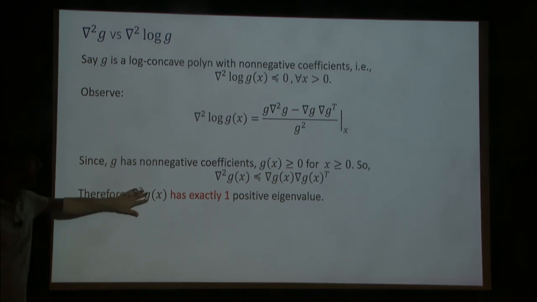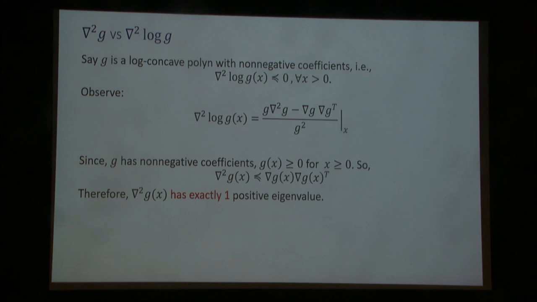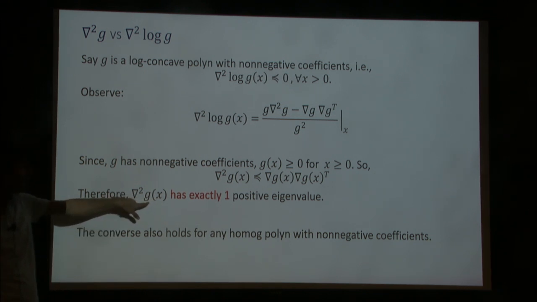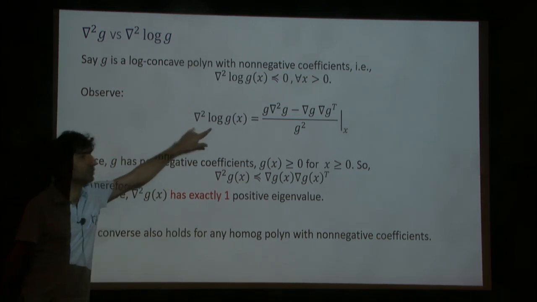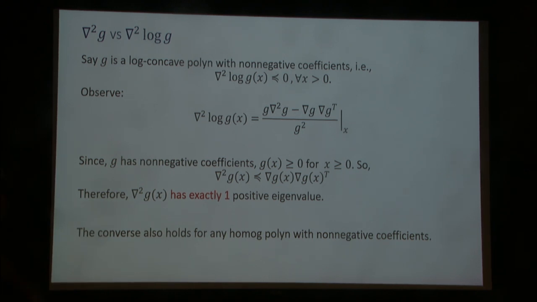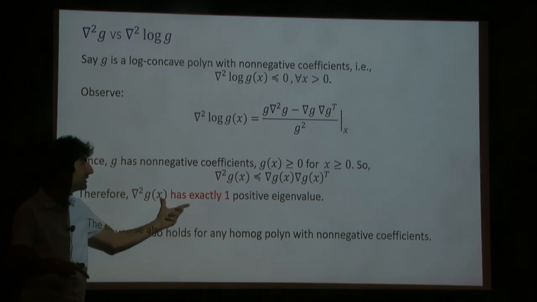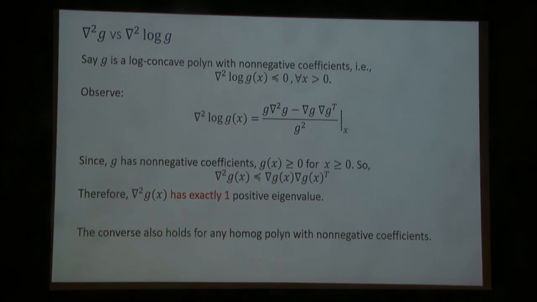So the Hessian has exactly one positive eigenvalue. In fact, it has exactly one, not at most one, because its entries are non-negative as well. In fact, the converse of this is also true. If your polynomial is homogeneous, you can start from this fact that the Hessian has exactly one positive eigenvalue to go to log concavity. This fact is actually very related to what you get from Hodge theory. So you can basically go from that to log concavity.